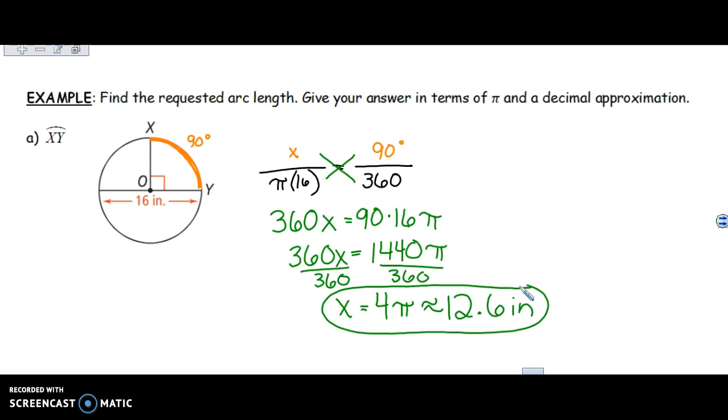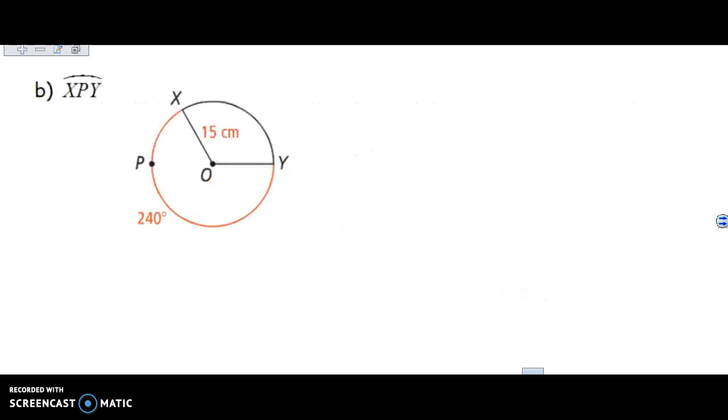Okay, so let's try another one. In this one, we're trying to find the length of a major arc.